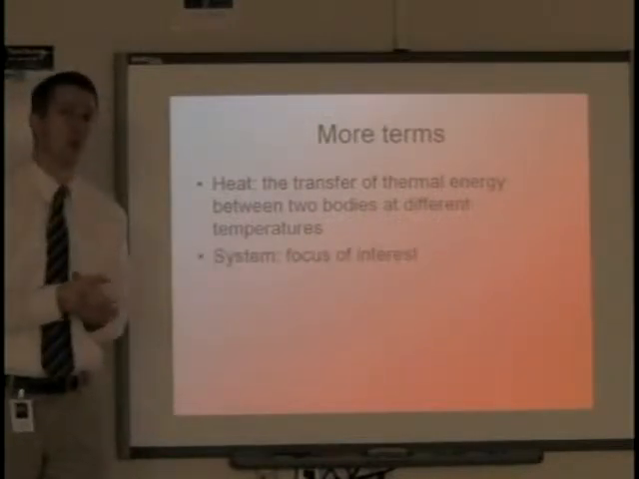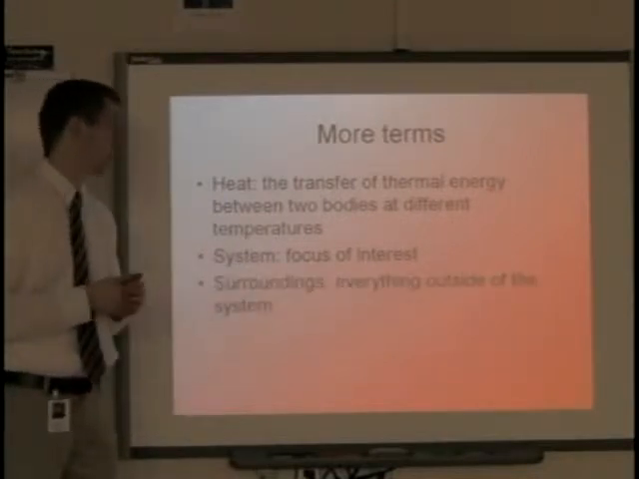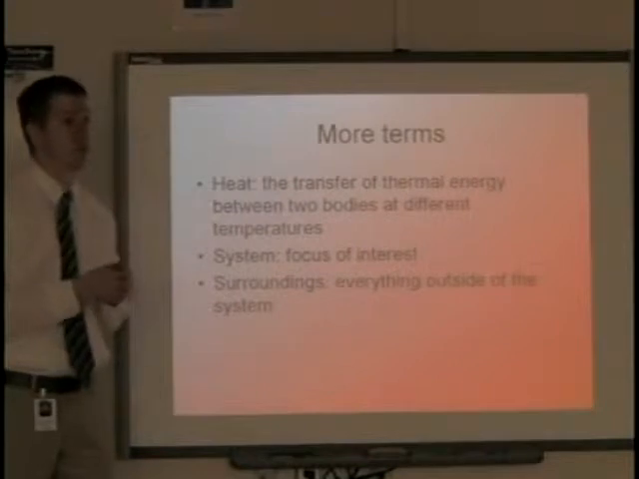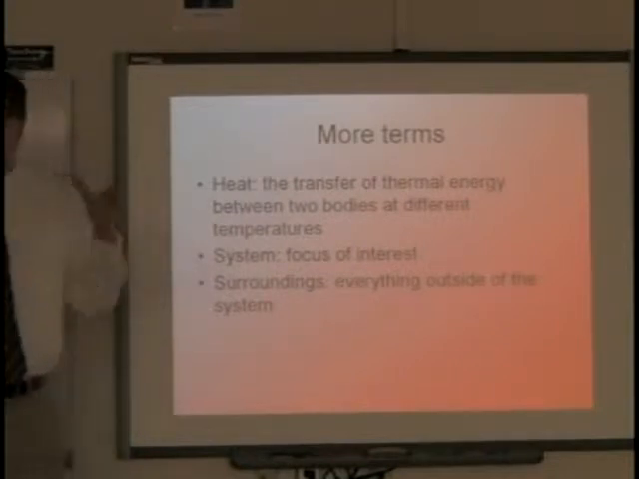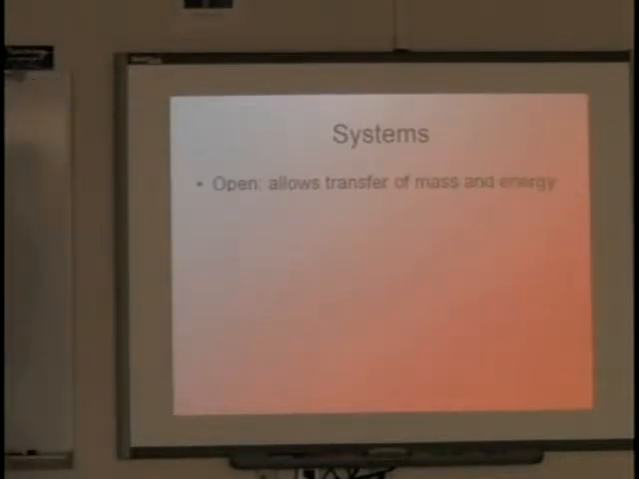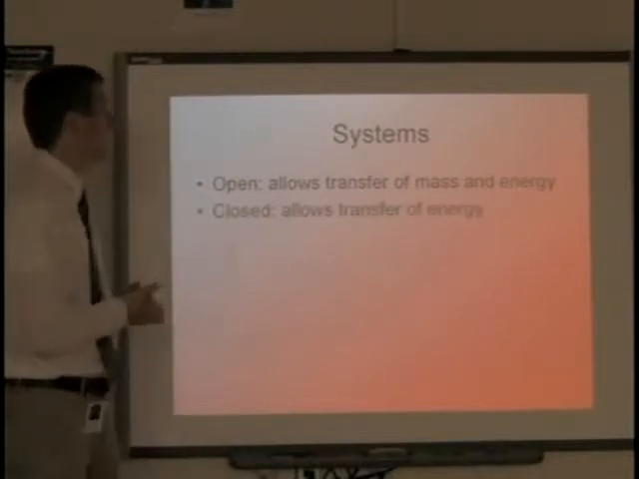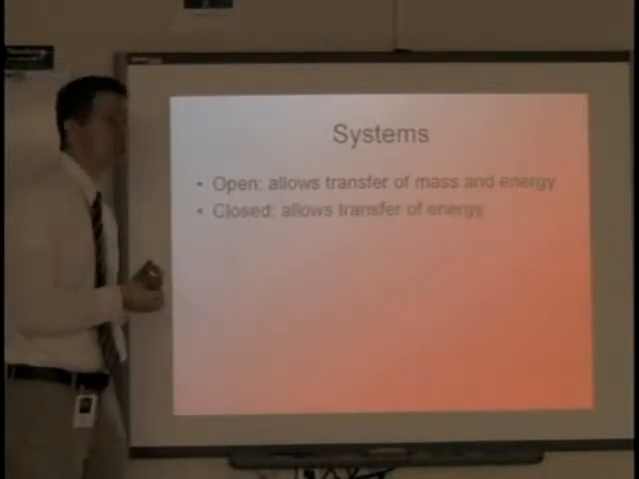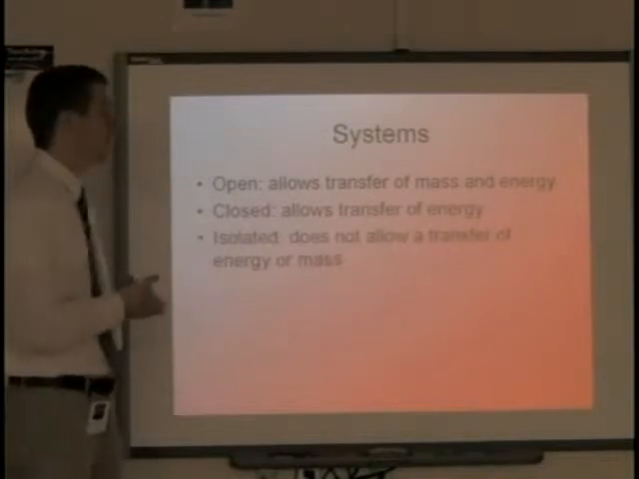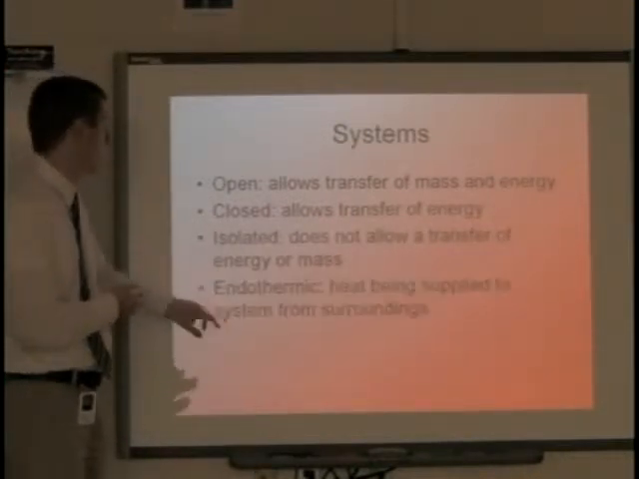The system is what we are focusing on when we talk about thermodynamics. The surroundings is everything outside of the system. So there's one point of view, and then there's everything else around it. As for different types of systems, we can have an open system, which allows for the transfer of mass and energy. We could have a closed system, which allows for the transfer of just energy. Or we could have an isolated system that does not allow a transfer of energy or mass.